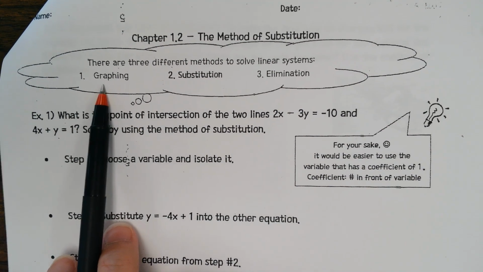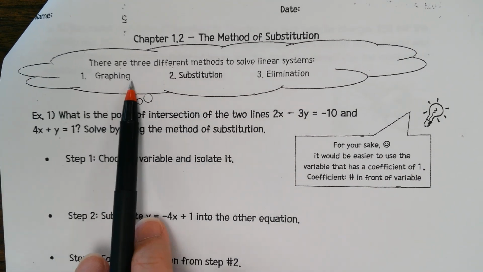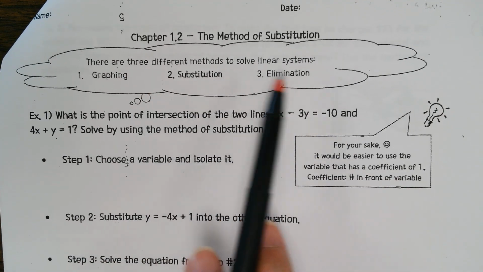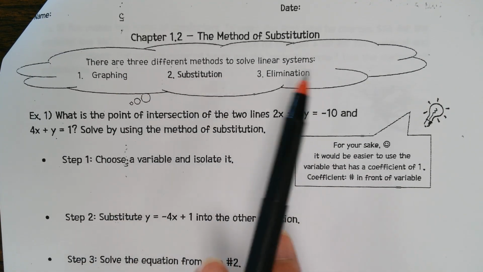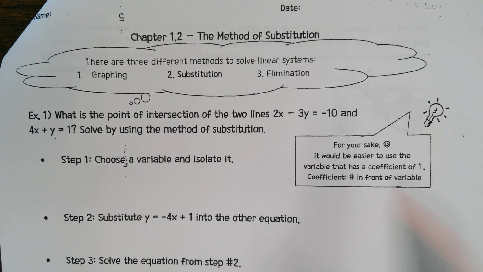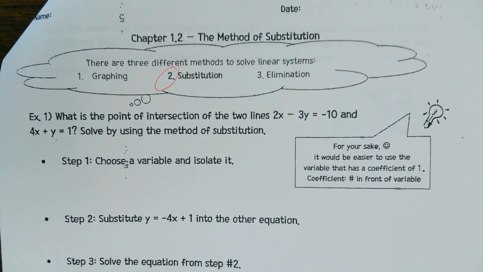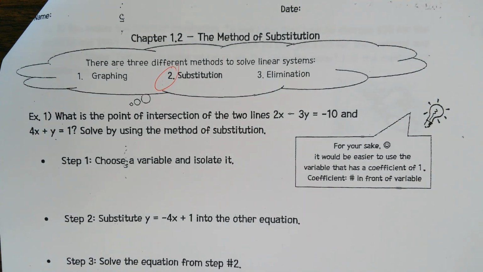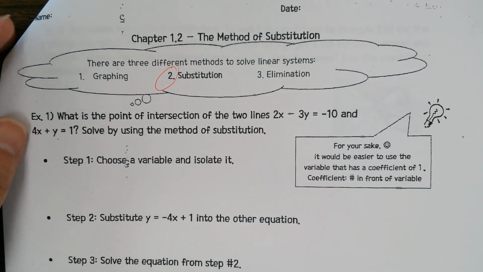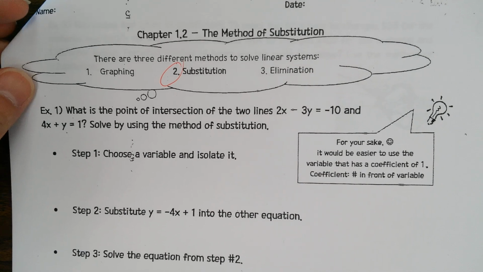Recognition. There are 3 methods. Do you need to know all 3 methods for the test? Yes. It will say specifically which method to use. So that's why we're learning all 3. Yesterday we did graphing. Today we're doing substitution. Right, ladies? Okay.